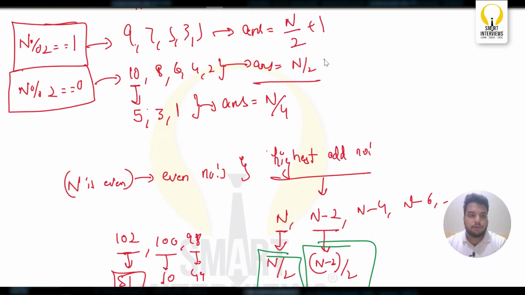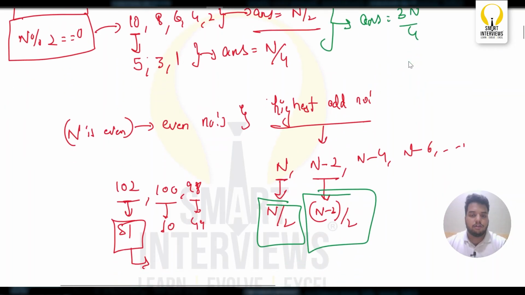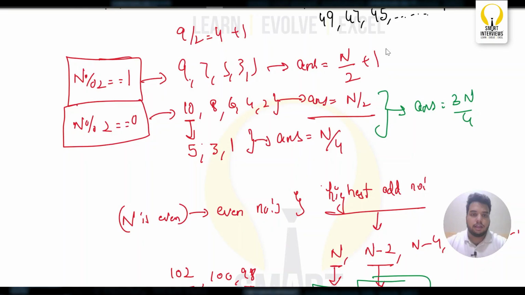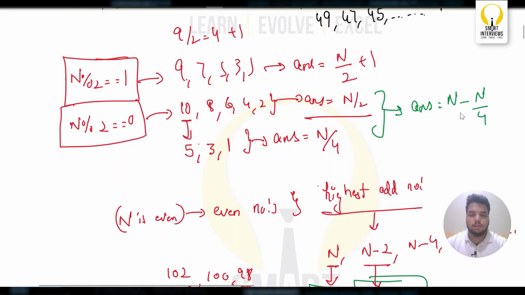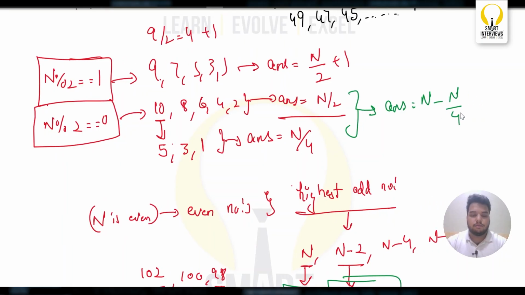So if you check for even, my answer is going to be n by 2 plus n by 4, which is nothing but n minus n by 4, or I can say 3n by 4. So this is going to be your answer. In case of odd, this is your answer. In case of even, this is your answer, 3n by 4 or n minus n by 4. Cool. Let's see the code.